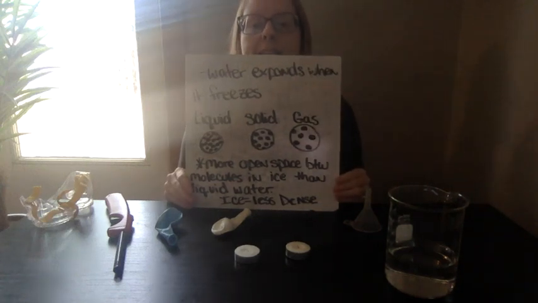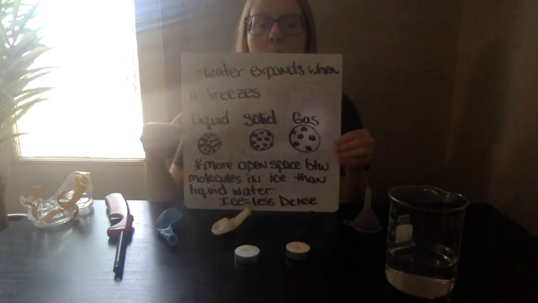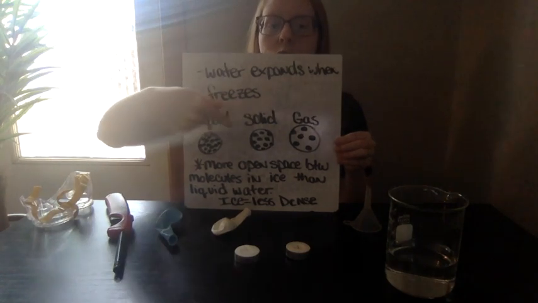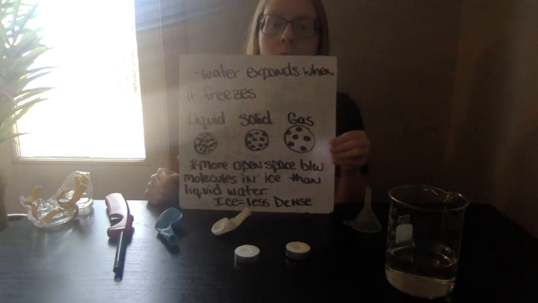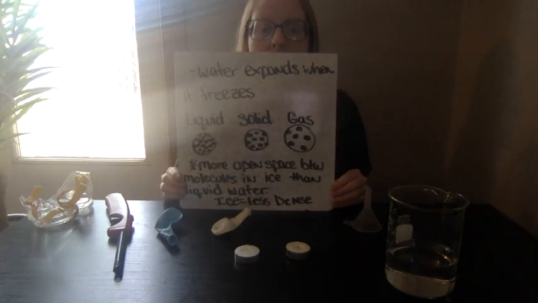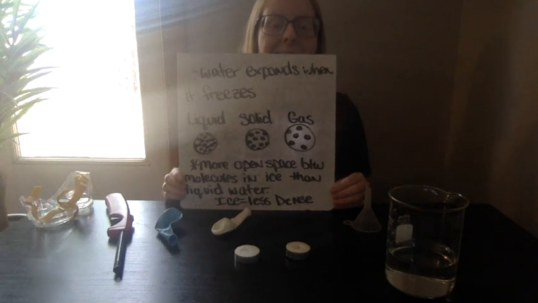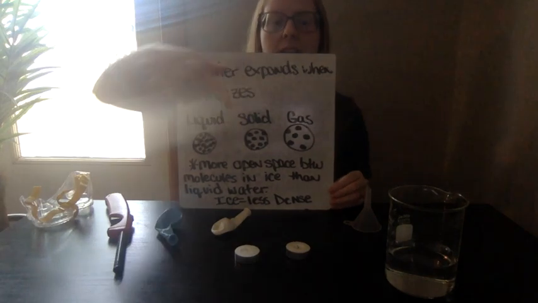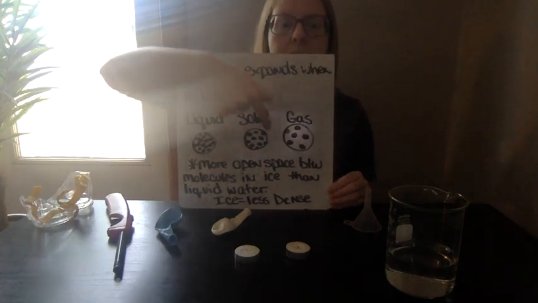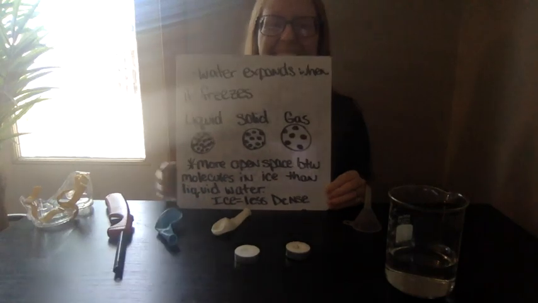Now, water expands when it freezes. So when it goes from liquid form to solid form, it's going to spread out. And notice the particles on my drawing spread out as well. More open space between molecules in ice than liquid water, which means that ice is going to be less dense than liquid water, which is why your ice is able to float in your water, because the solid state is less dense than the liquid state.